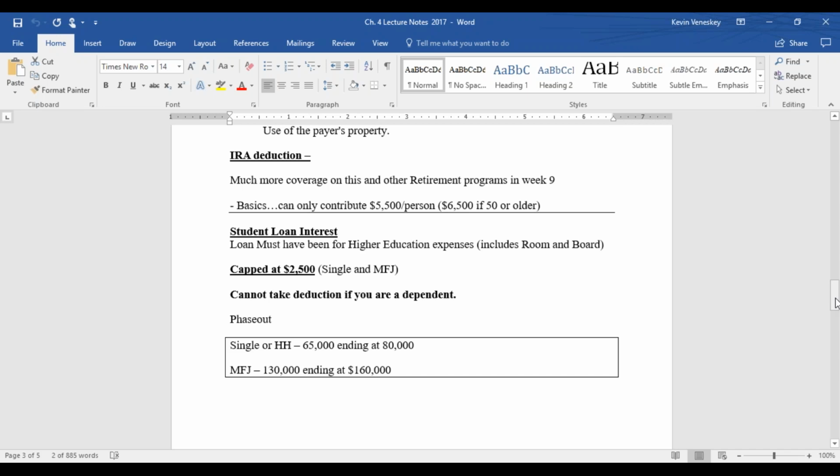If you're over 50 years old, that is where they call it a catch-up period. You are allowed an additional $1,000 per person, so you could get up to $13,000 for married filing joint.